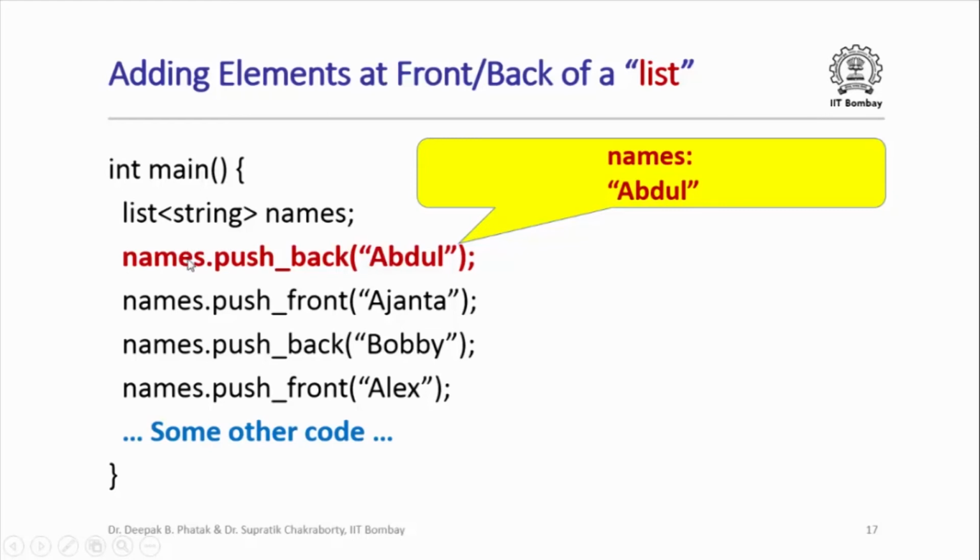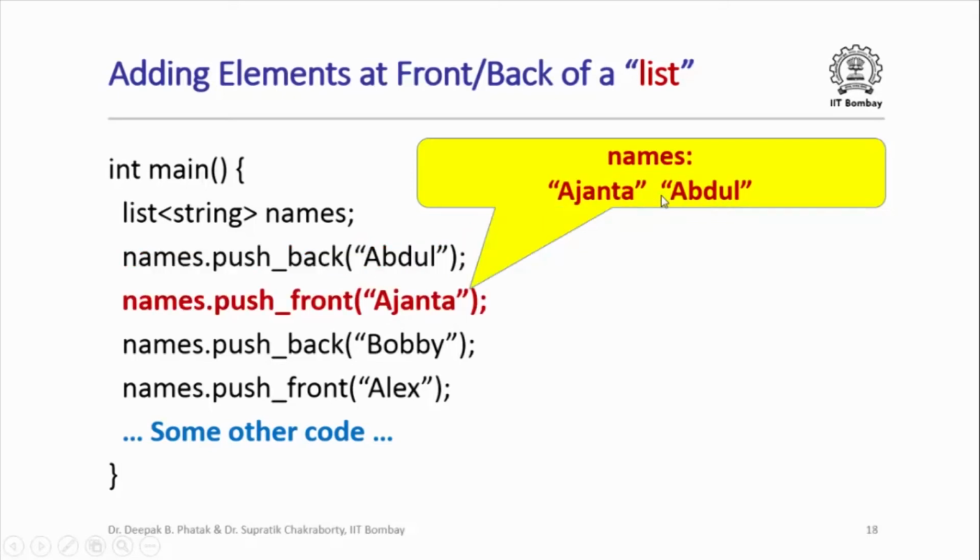Now here the names list was empty. So when we add the name Abdul after the element at the back of the list, basically we are creating a list of a single element and that element is Abdul. This is because names was an empty list to begin with. However, once I've got a list containing a single element, note that this single element is both the front of the list as well as the back of the list. So now when I execute push_front Ajanta, what it will do is push the string Ajanta to come at the front of the existing list.